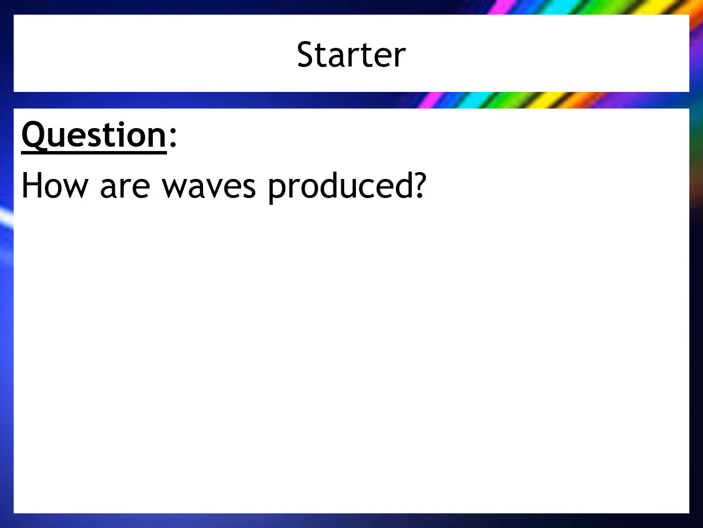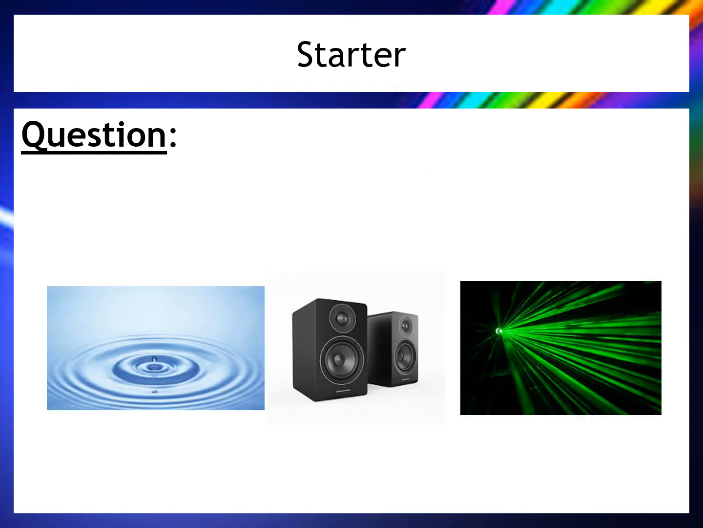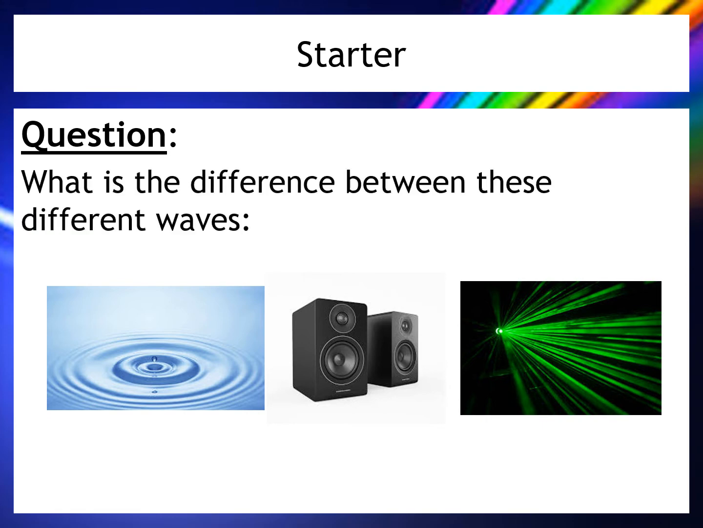So very quickly then, the first question is, how are waves produced? And I hope you already know that they are produced by vibrations. And these are vibrations that allow energy to be transferred from one place to another. So we've got three examples of waves here, and the question is asking, what are the differences between these types of wave? And it's just to make the point that waves come in all different media. So here we've got a wave travelling through water, sound waves travelling through the air, and laser or light rays travelling in this case also through the air.